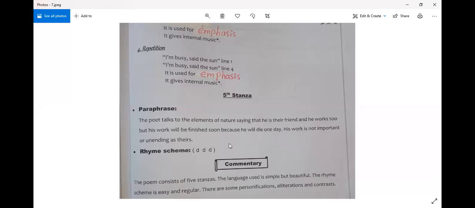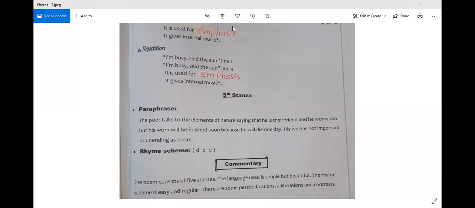Okay, what's the rhyme scheme before you leave us, Omar, here in stanza number 5? D, D, D. It's perfect. Thank you so much, Omar. You're awesome. So I need somebody to tell me the commentary on this poem, the whole poem. What do we get from this poem?